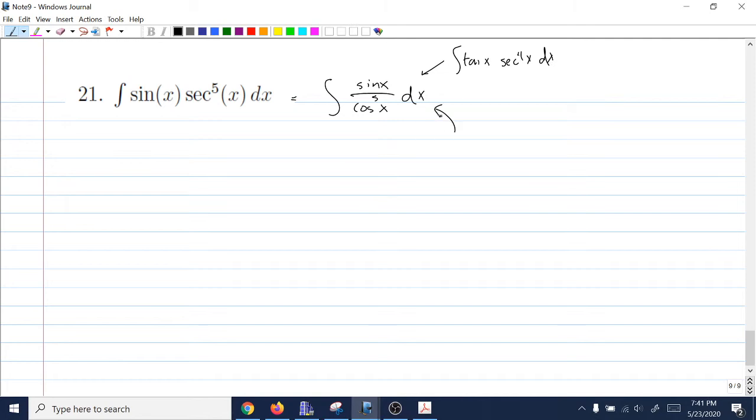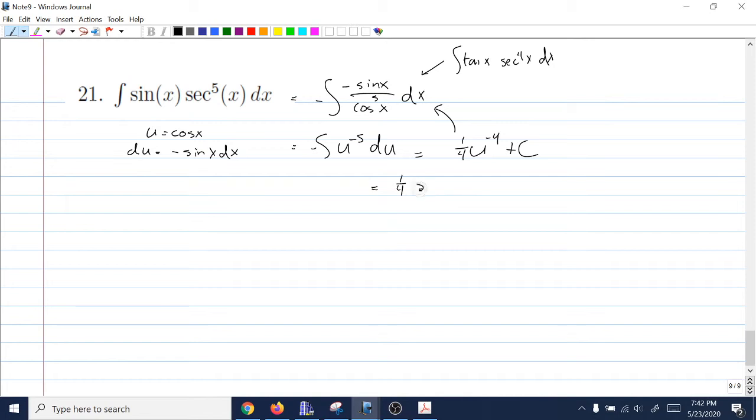But this version is also pretty doable, because if I let u be cosine x, I have that du sitting up there. Du is going to be negative sine x dx. Negative, negative. This becomes the integral of negative u to the negative 5. That'll be u to the negative 4. Put a negative 1/4. The negative cancels with the negative that's there. 1/4 u to the negative 4 plus a constant. And what was u? U was cosine. This is 1/4. Is this secant to the 4th?